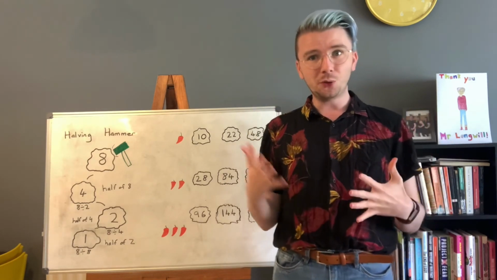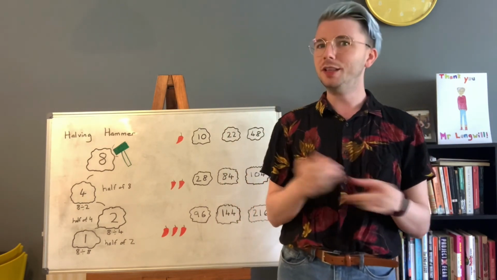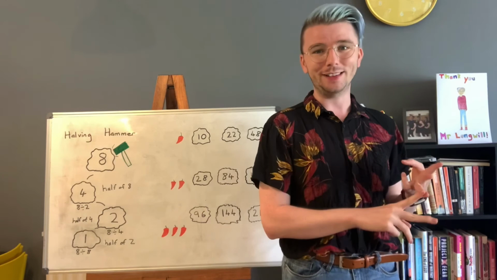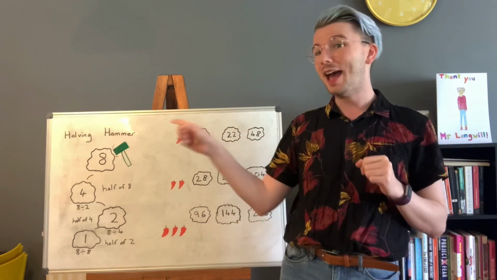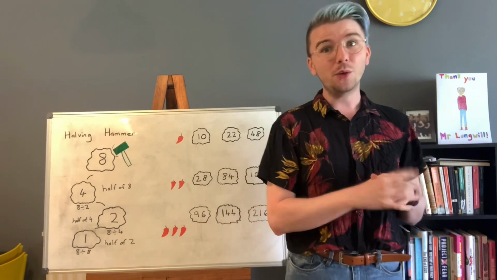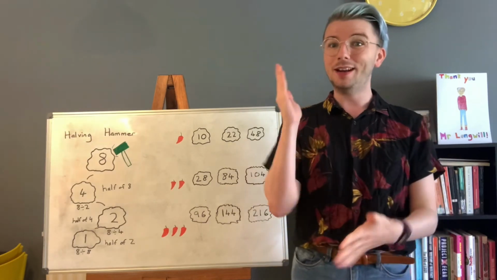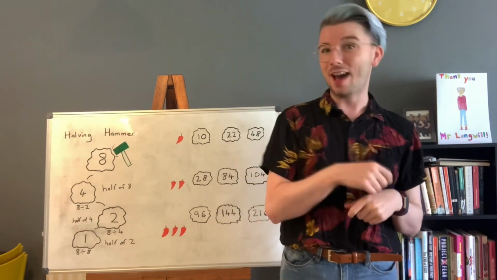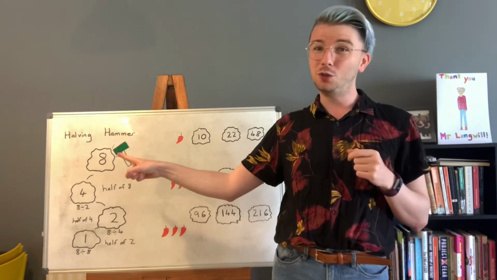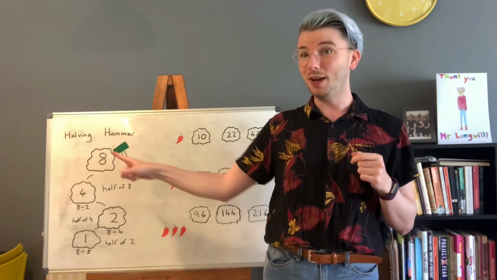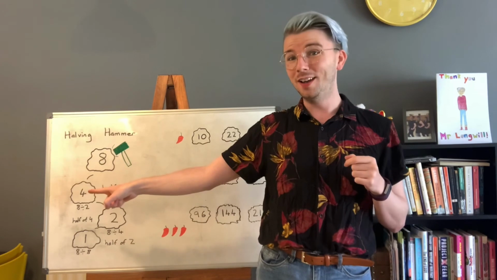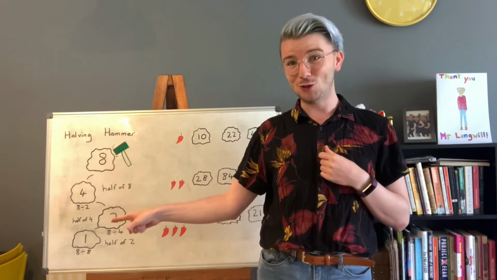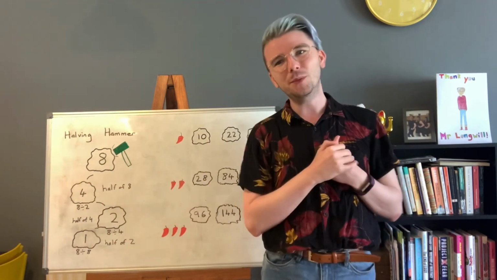This week I'm going to focus on division, specifically dividing by 2, 4 and 8, and we're going to use a tool called the Halving Hammer. Now with this hammer you can take a number and half it, take that number and half it, and take that number and half it again, as I've used with this example. If we take the number 8 and half it, it's 4, half it again, it's 2, and half it one more time, it becomes 1.